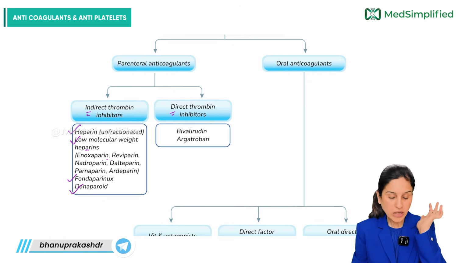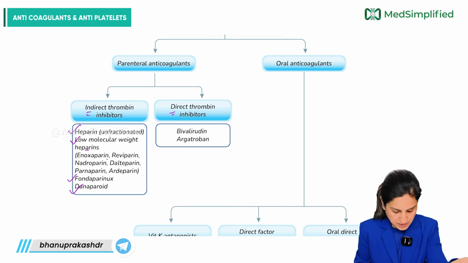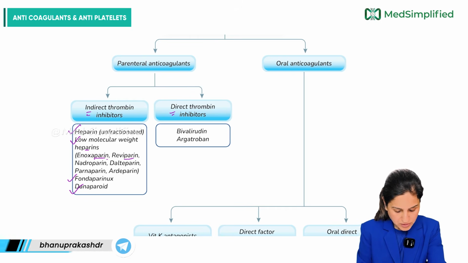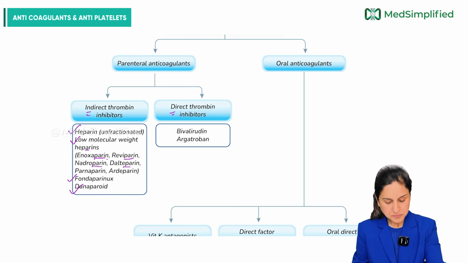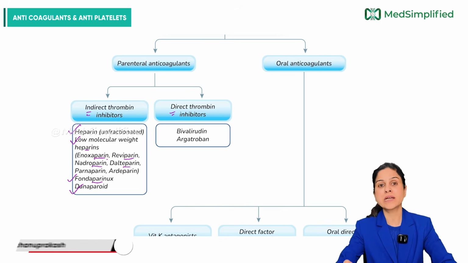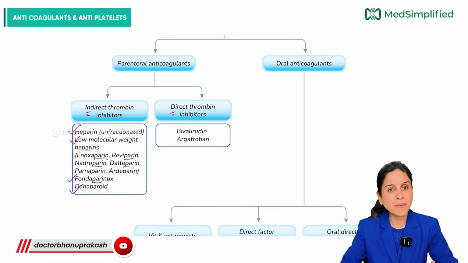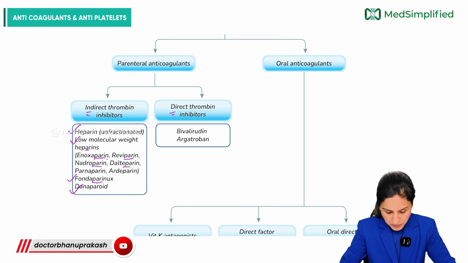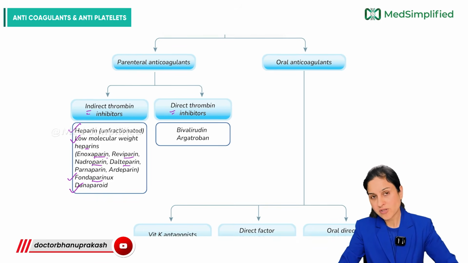In the low molecular weight heparins, you have to remember certain names. All of these will have the suffix parin. Even fondaparinux has a parin in it. So you know that it's a low molecular weight heparin or is related to heparin. Then we have direct thrombin inhibitors, which include bivalirudin and argatroban.